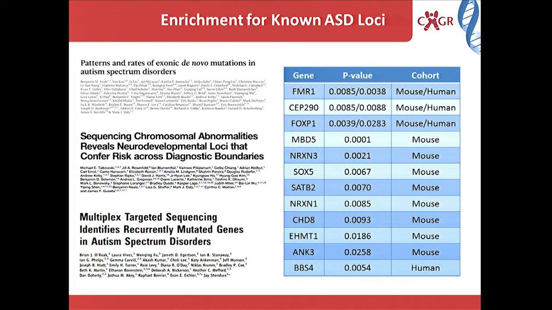Namely, we see dysregulation of genes which function at the synapse, represented in this chart here by Neurexin 1 and Neurexin 3, as well as dysregulation of some of these more recently identified chromatin modifiers and transcription factors, CHD8, EHMT1, SATB2, and finally a number of genes involved in more classical forms of intellectual disability such as FMR1.